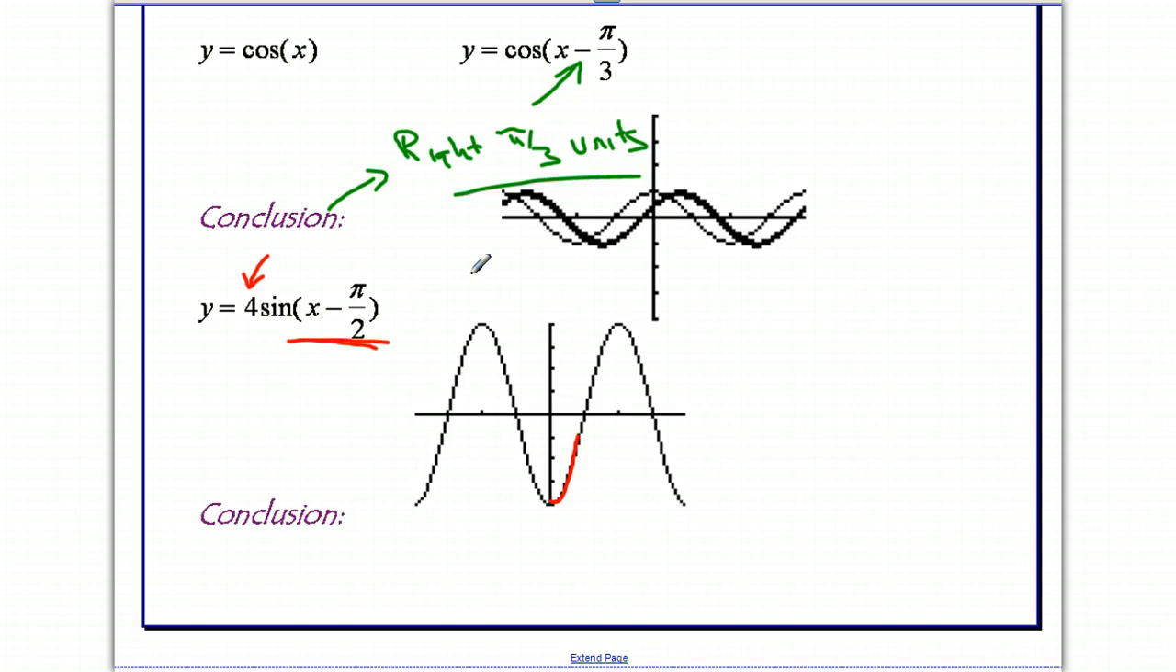This looks like an upside down, that looks like a negative cosine graph. This looks like negative 4 cosine x. And it turns out they would also be correct.